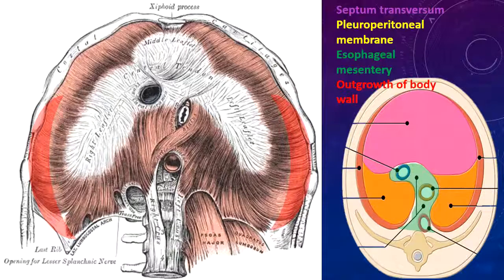But when we hear these words, we don't know what all these stand for, the septum transversum, the pleuroperitoneal membrane, etc. The problem with the embryological development is that when we see all these structures, we do not know where they are coming from. So in order to understand that, let us briefly go through the embryology.